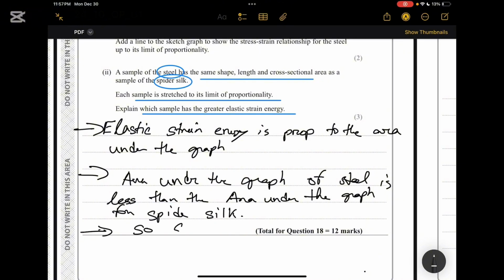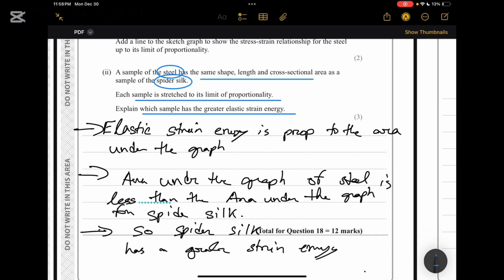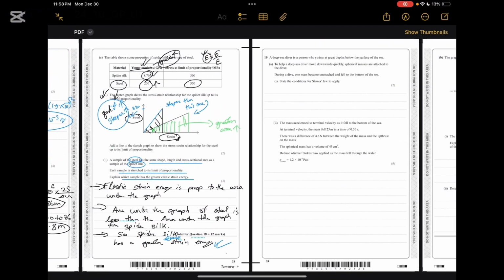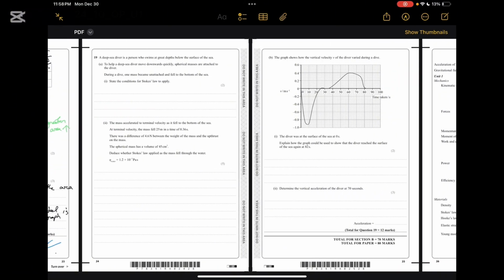So spider silk has a greater strain energy. Please don't forget to write elastic, greater elastic strain energy. Done. We are done with this whole paper. And now we are only left with the question number 19. Then we'll be done with the whole paper.